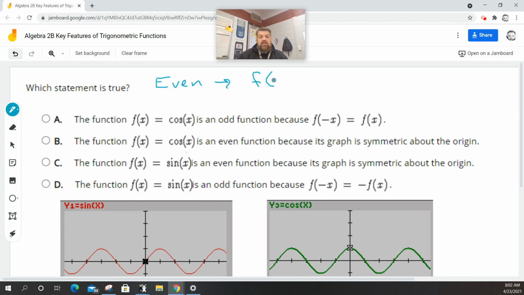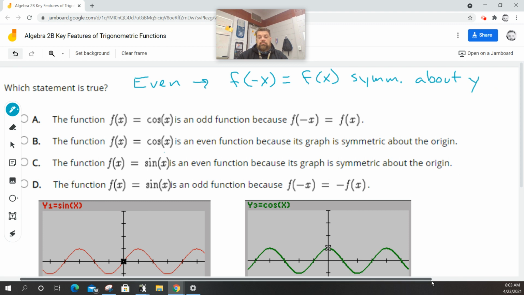that if I plug in the negative value for x, the opposite value for x, that I will still get the same value as the positive value for x. And that means that it is symmetrical about the y-axis.